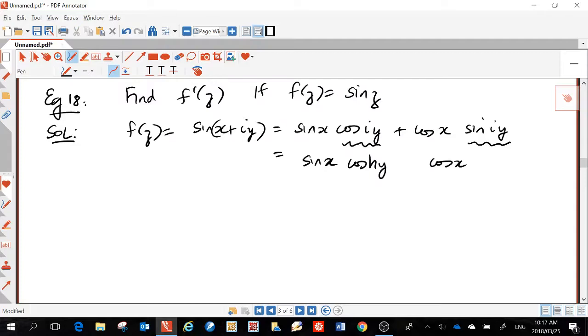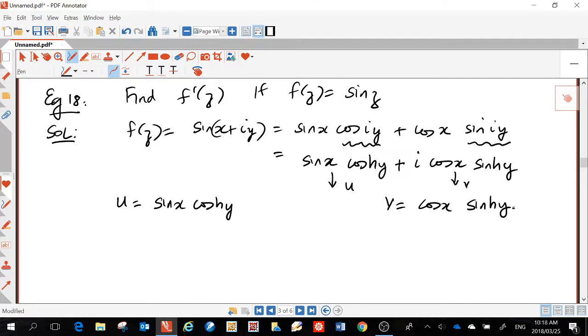Sine iy is the same as i sinh y. So this is i sinh y. So now you see I've got it in the shape of u plus iv. So this can be called the u, and this can be the v. So u is sine x cos y, and the v is cos x sinh y.